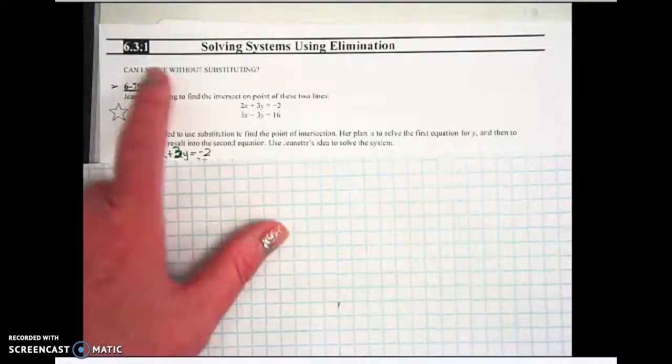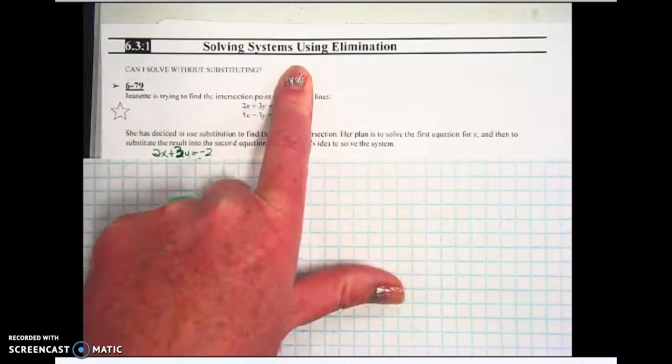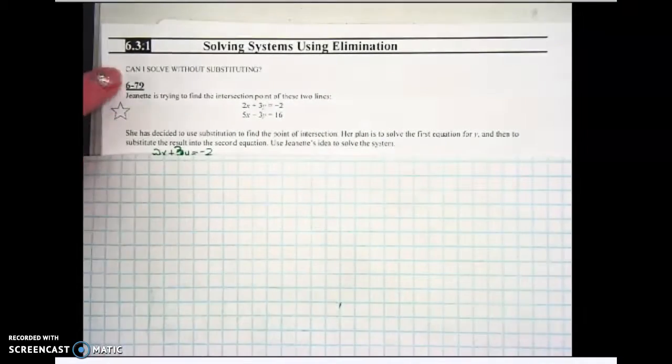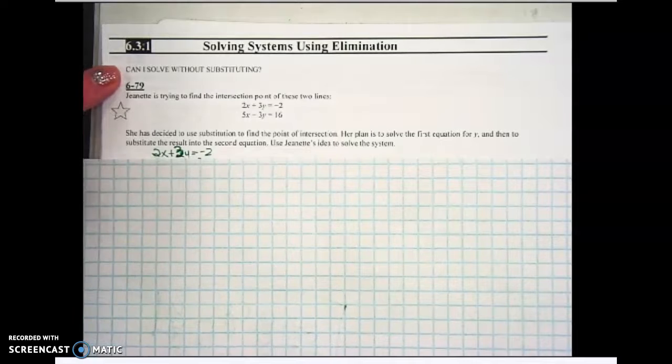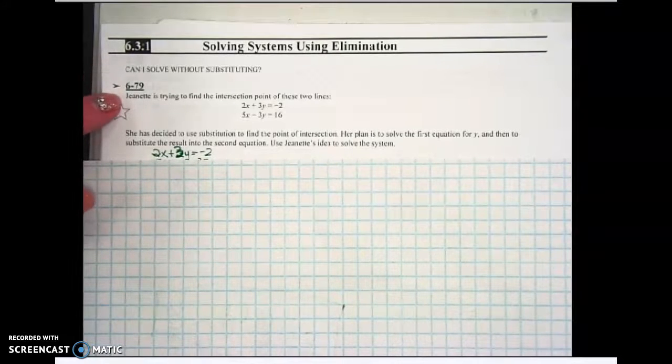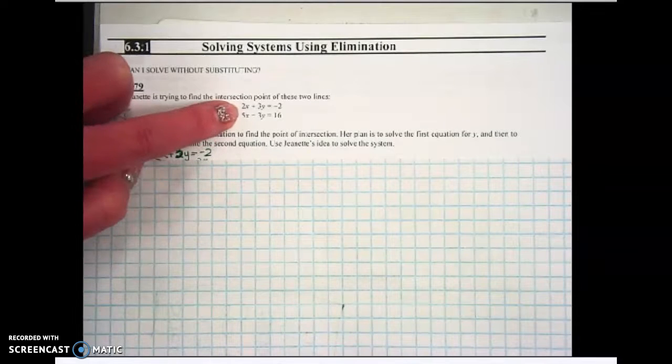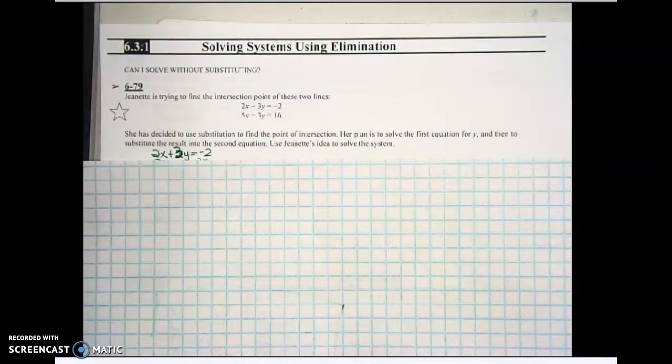This is 6.3.1. It's titled Solving Systems by Elimination. We're going to answer the question, how can I solve without substituting? So Jeanette is trying to find the intersection point of these two lines. Here's our two equations. That's called a what? A system. When you have two or more equations, it's called a system.